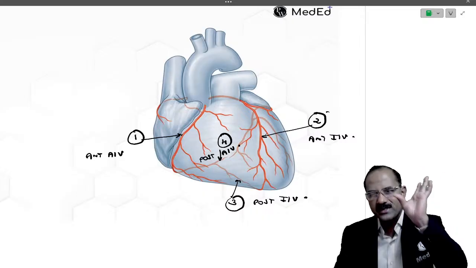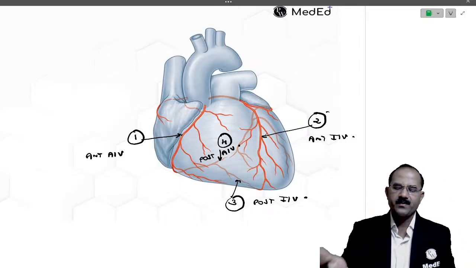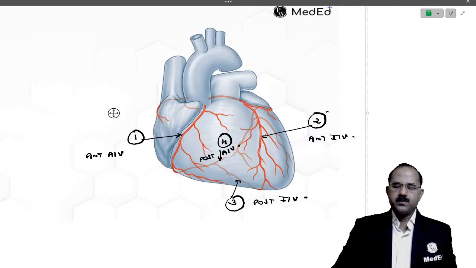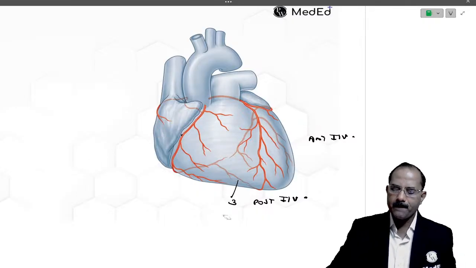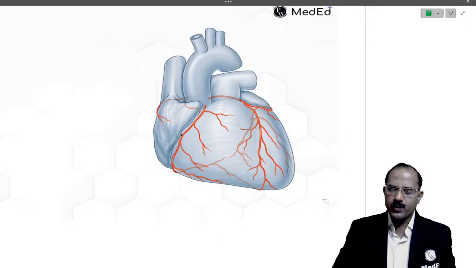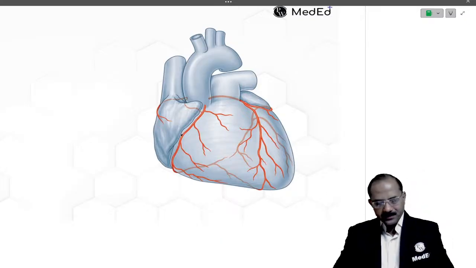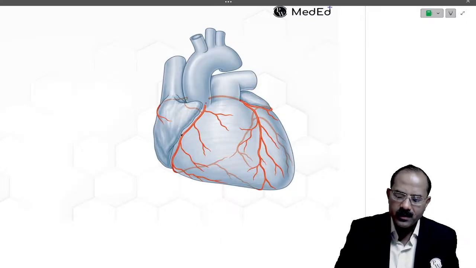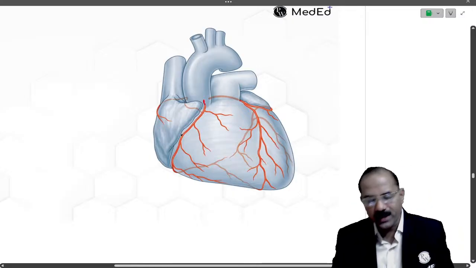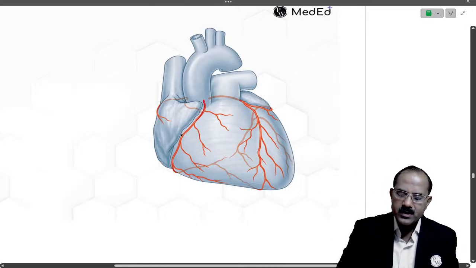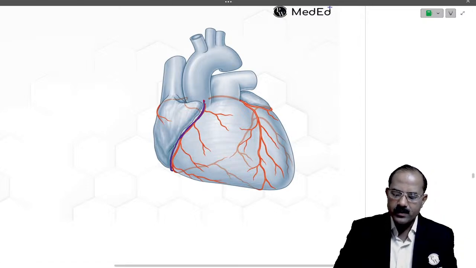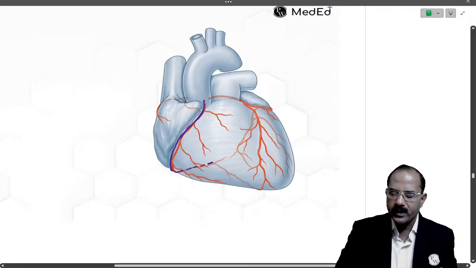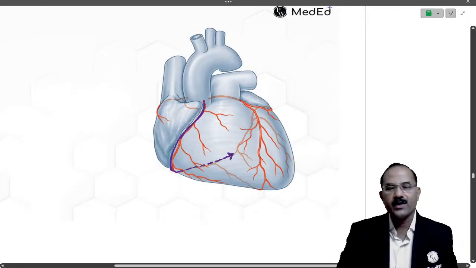So in short, I'll just tell you the coronary arteries. Clear with the grooves now, all of you? So the right coronary artery arises from the ascending aorta. It first runs in the anterior atrioventricular groove, now goes in the posterior atrioventricular groove.